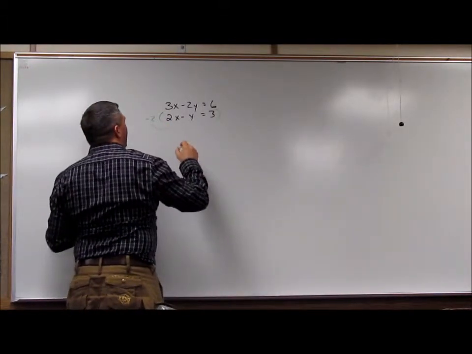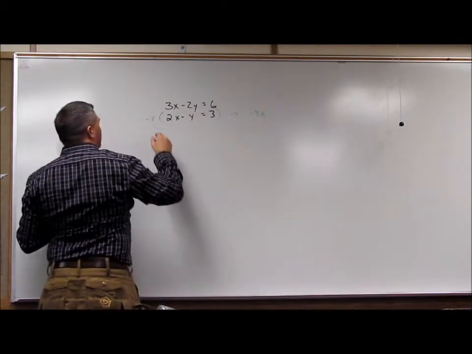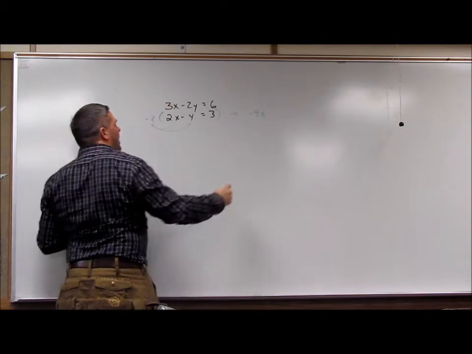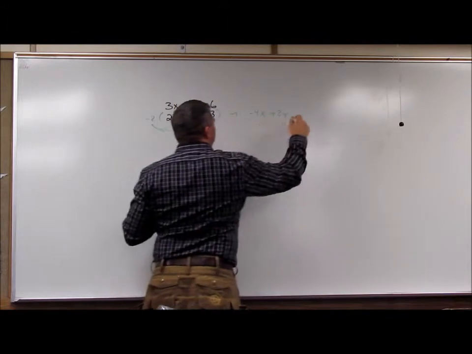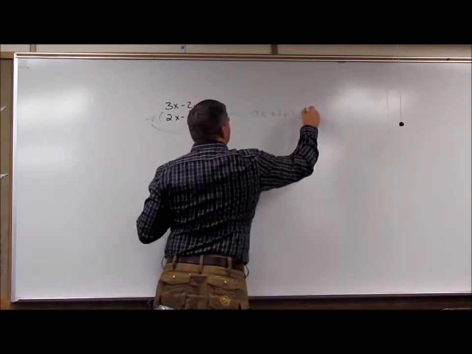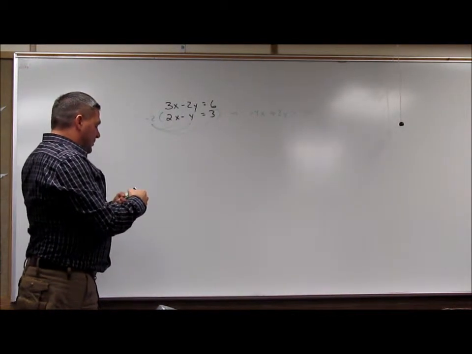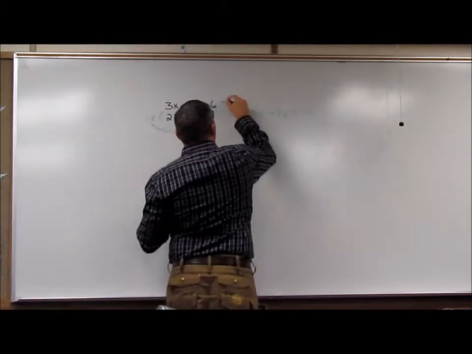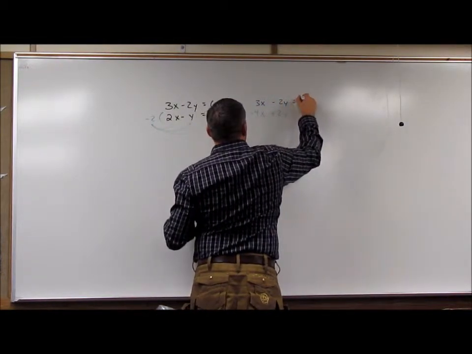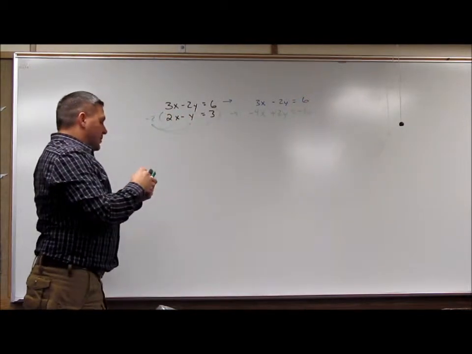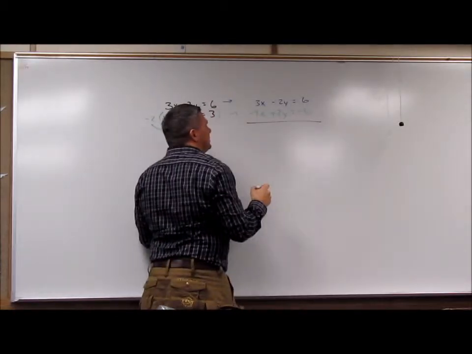And so negative 2 times 2 is negative 4x. And negative 2 times a negative y is positive 2y. And negative 2 times 3 is negative 6. And then this equation just gets brought over: 3x minus 2y is equal to 6. And so what happens here is we add these two equations.